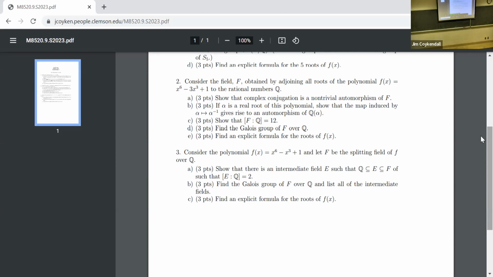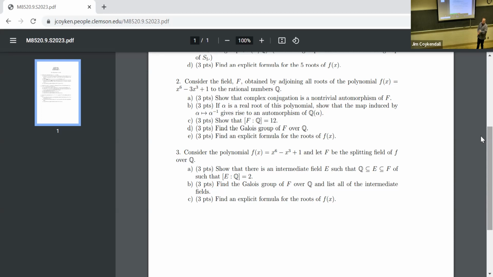Number 3, consider the polynomial f of x is x to the 6 minus x cubed plus 1, and let F be the splitting field of f over Q. What I mean by that is it's just the field obtained when you stick all the roots into Q. Show that there is an intermediate field between Q and F, such that the degree of E over Q is 2. So you've got an intermediate quadratic extension. Find the Galois group of F over Q and list all of the intermediate fields.